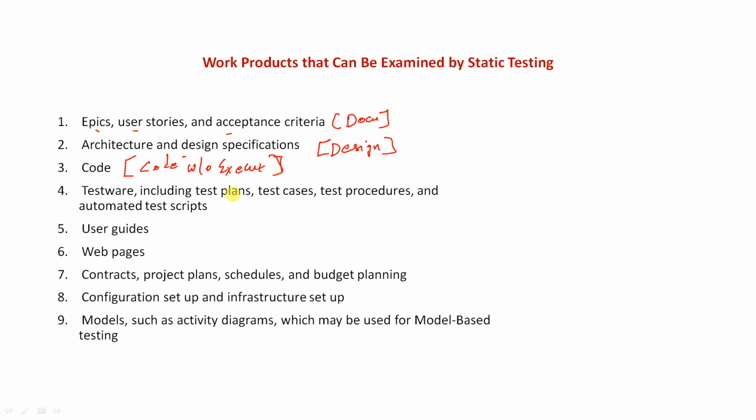Then testware, including test plans, test cases, procedures, and automated test scripts. I discussed this in the previous slide also. Test plans cover what tools can be used to test this particular software and what the test environment is; everything can be checked. Testware is again the planning of the test products. Then test cases: even before releasing the software, just by understanding the requirement, the test cases can be written, so that can also be reviewed without executing it.